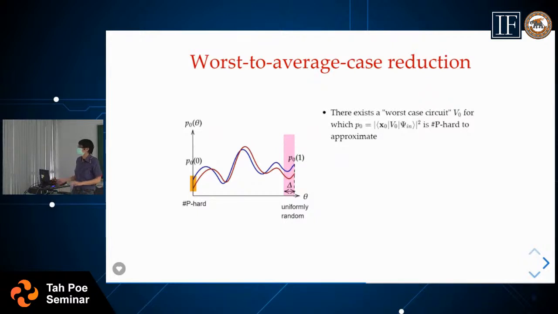Roughly speaking, there's something more that maybe I cannot explain completely, but I think the figure might be kind of intuitive. You want to extrapolate from the probability of the worst case circuit. Maybe you don't know which circuit produces this probability, but it exists because you have proved that it's sharp P hard or whatever.